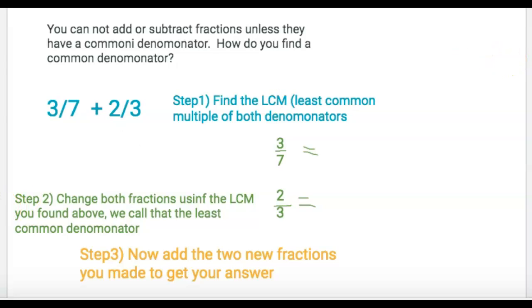So if we take a look at this example here, we have 3/7 and 2/3. If we can't do it, then how do we find the common denominator? Here's step one. Find the LCM, or least common multiple, of both denominators. My denominators are 3 and 7, so what I need to do is find the LCM of 7 and 3.